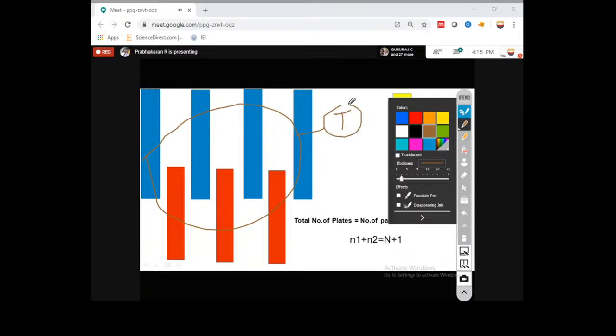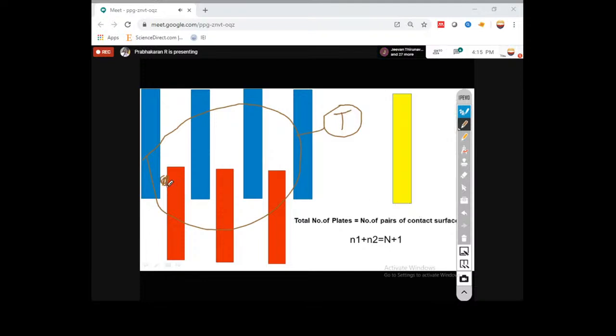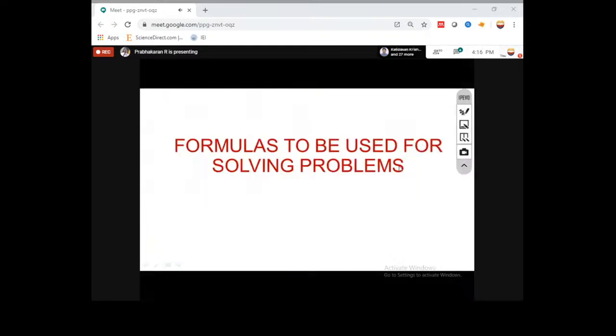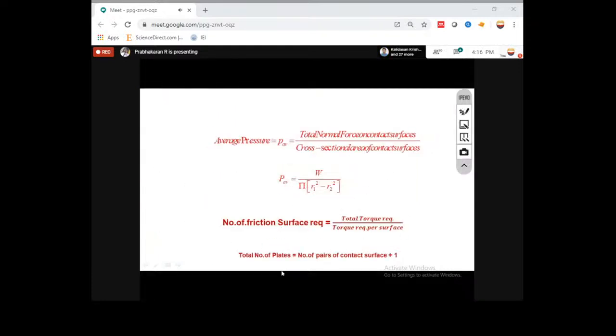This torque will be obtained from the power formula only. Then only you can find the total torque required. Next, I am going to find the torque required per contacting surface. This is the contact surface, one surface, this is T for one surface. This is the way I have explained the formula, so you can remember it very easily. Number of friction surfaces required equals total torque required divided by torque required per surface. Total number of plates means number of pairs of contact surfaces plus 1.